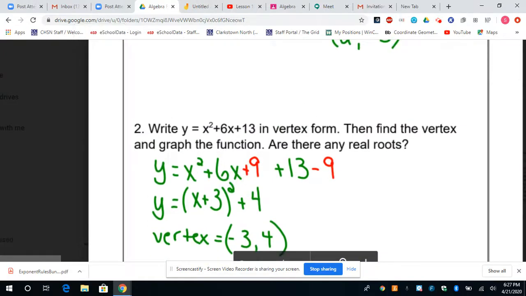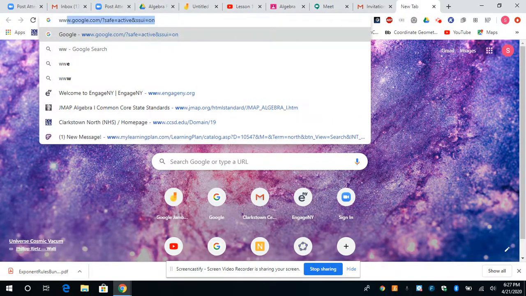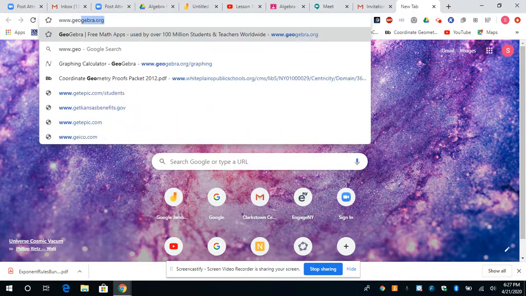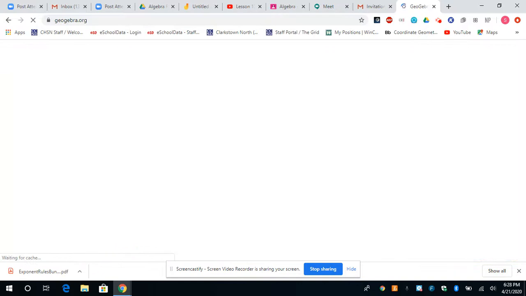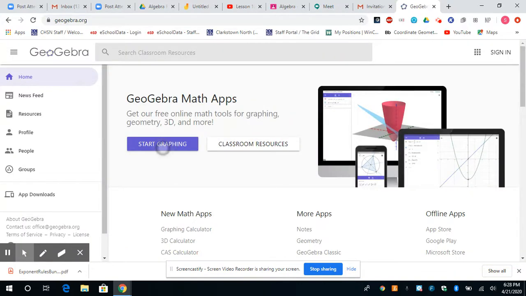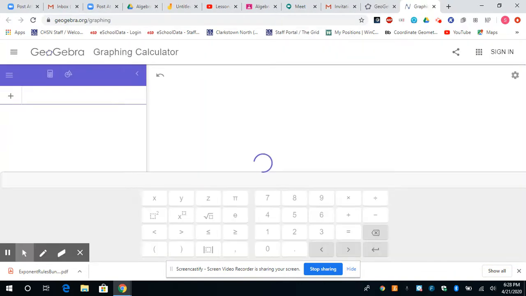You can also graph this in your calculator. I'm going to show you this later as well, but this is part of your assignment today, so you can leave GeoGebra open, but go to geogebra.org. It's like the free graphing calculator app. I don't know, some of you may be using it, but you can always use this as a good visual.